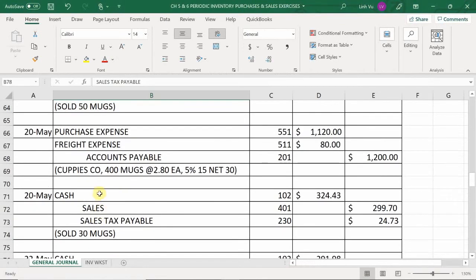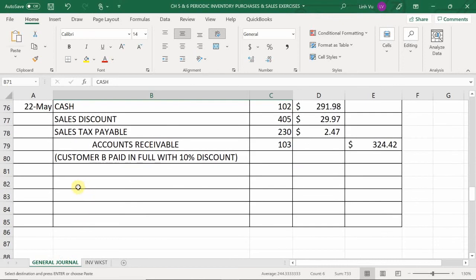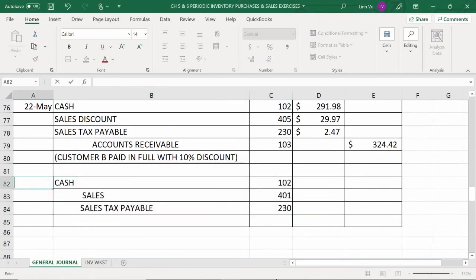We're going to do the same thing, cash and sales tax payable. And I'm going to put it down here, at the end of this journal. So it is May 22nd. In this case, I sold 15 mugs at $9.99 each.